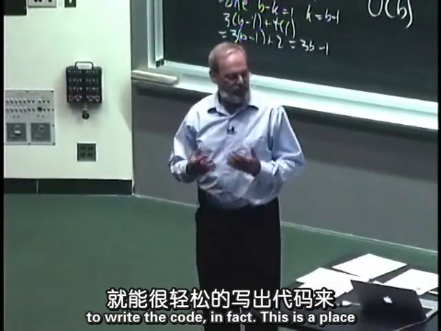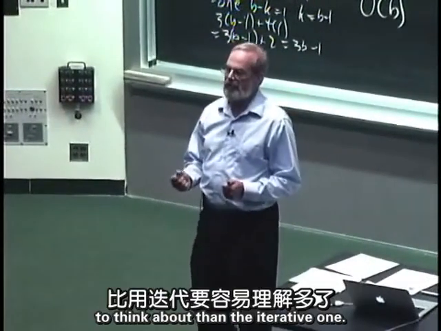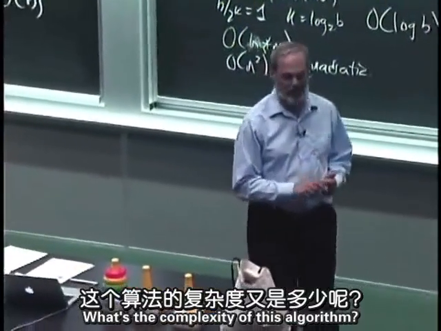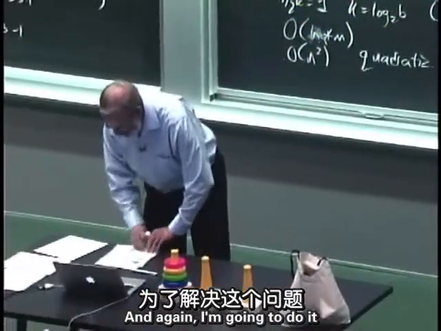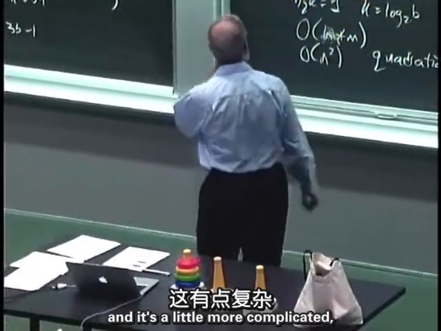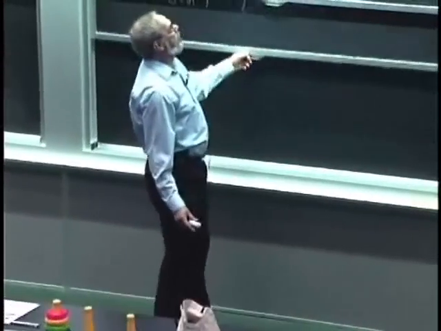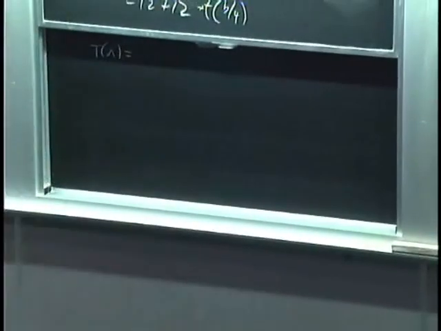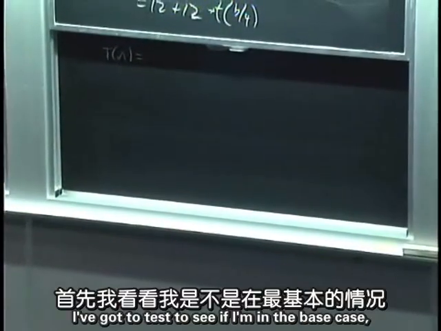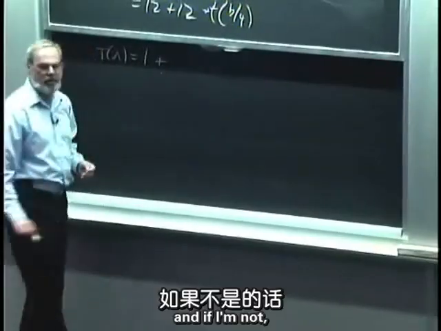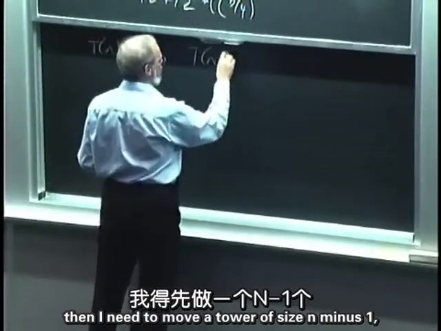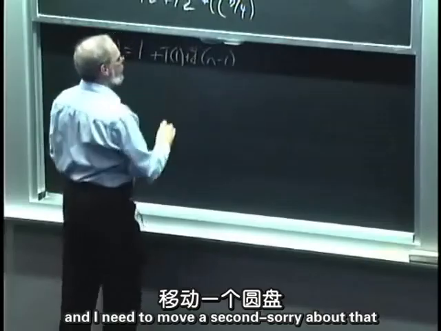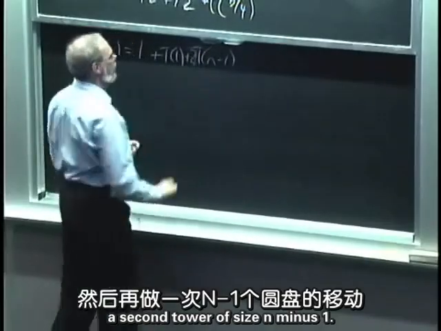In fact, this is a place where the recursive version of it is much easier to think about than the iterative one. But what I really want to talk about is what's the order of growth here? What's the complexity of this algorithm? And again, I'm going to do it with a little bit of abusive notation, and it's a little more complicated, but we can kind of look at it. Given the code up there, if I want to move a tower of size n, what do I have to do? I got to test to see if I'm in the base case. And if I'm not, then I need to move a tower of size n minus 1. I need to move a tower of size 1. And I need to move a second tower of size n minus 1.